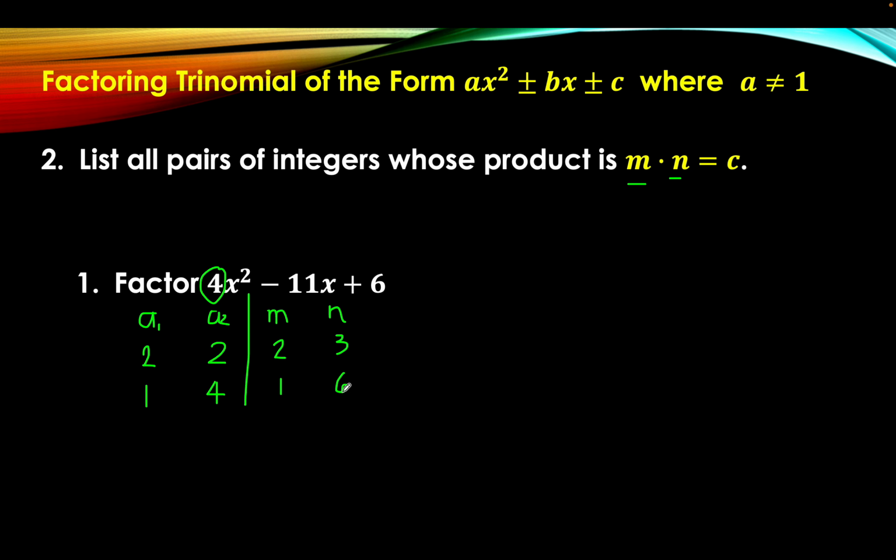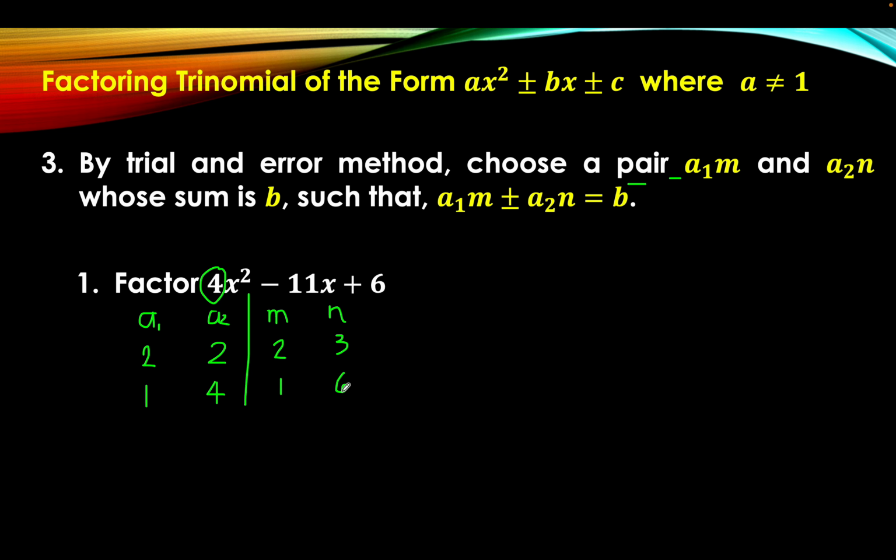It is important to note, class, that the larger the number is, the more possible pairs there are. So to help us find the possible pairs of integers, it is suggested to use the factor tree method. Maybe we could show it later in some examples. Alright, and after this step, we have step 3. So in this step, we'll use a trial and error method to determine the various combinations of factors that can be multiplied or added to get b.